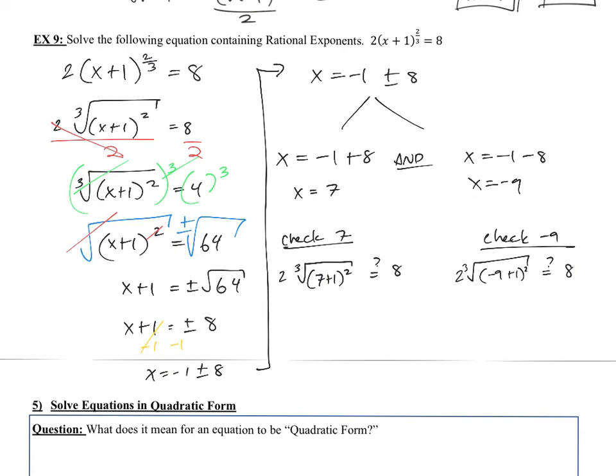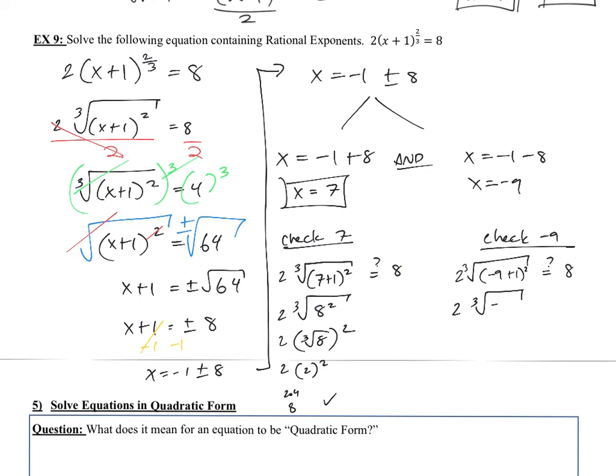Okay, so hopefully you paused the video. And it's going to be 2 times the cube root of 8 squared. I'm going to switch that around. I want to do the cube root of 8 first, and then I'll square it. So that's going to be 2 times 2 squared. So that's going to be 2 times 4, which is 8. Checks out. Awesome. We can box 7. So then we have 2 times the cube root of -8 squared. Is that equal to 8? Actually, I can leave that off for now.